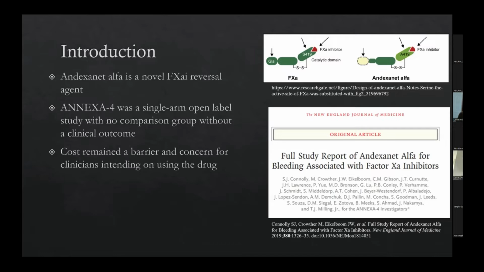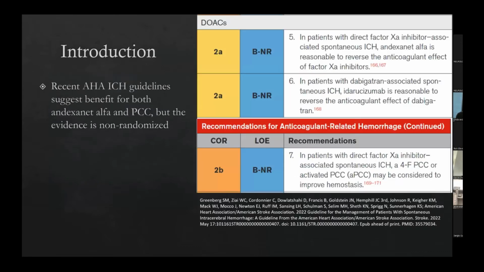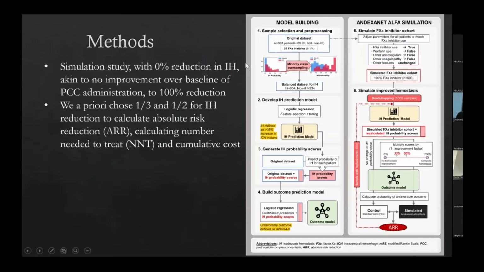So it left a lot of clinicians wondering about when they should use this drug, because the drug was extremely expensive. It costs about $27,000 a dose. So a lot of clinicians were wondering, we don't have randomized data comparing it to standard of care, PCC. And we also have bleed expansion as the primary outcome of this study rather than something more clinically relevant. This becomes even more of a topic for today because there were the recent AHA ICH guidelines, which came out this year, which suggested both use of andexanet alfa and PCC, but the fact that there is no randomized data, as you can see in this column right here. So that really led to the impetus for this study.